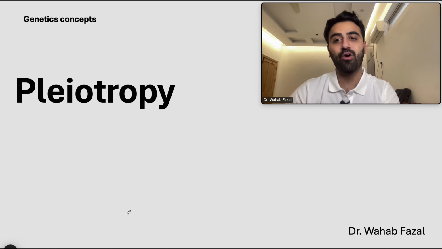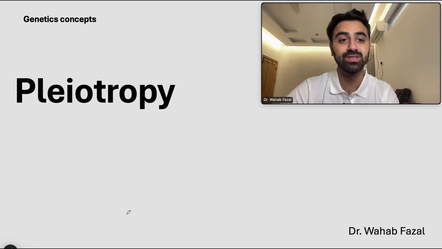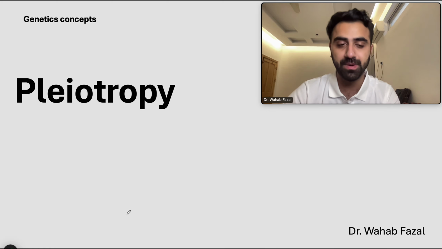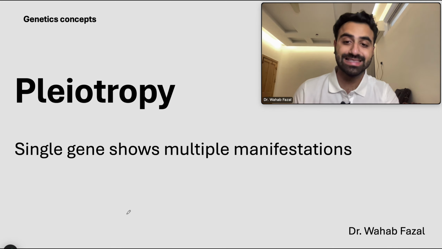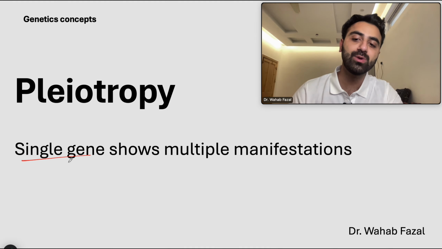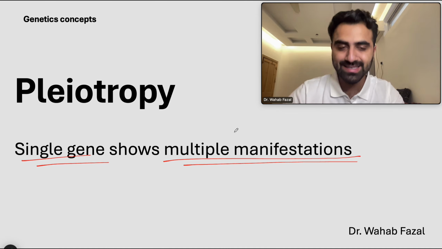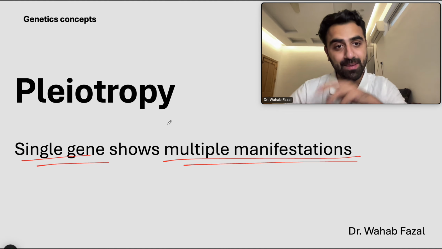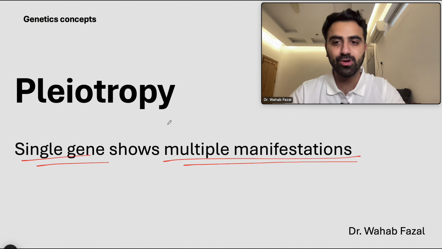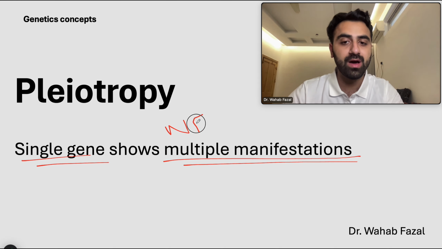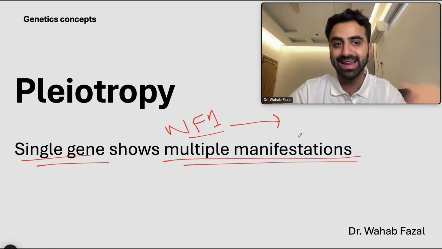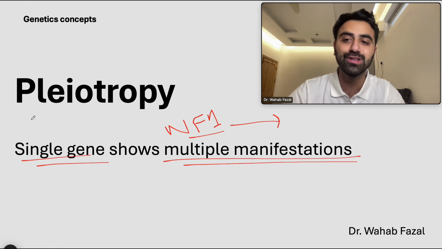Then the concept of pleiotropy. This is a very interesting concept and a highly tested concept that comes up in people's exams. So a single gene has the ability to show multiple manifestations. Now again, I want you to understand that the same disease might be able to show multiple concepts. So the same disease might have, like NF1, if NF1 is occurring due to a problem with a single gene, it can have variable expressivity and also pleiotropy.